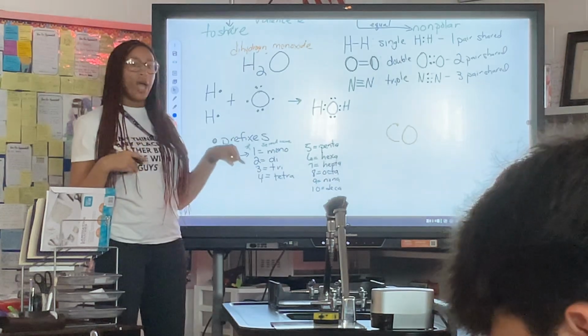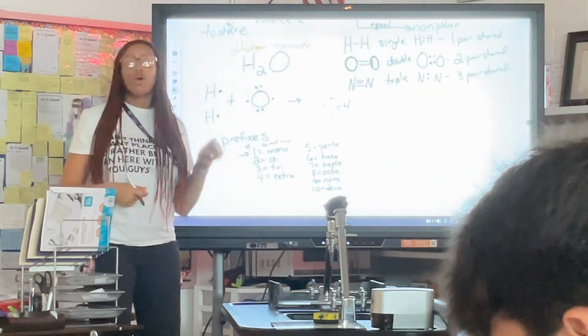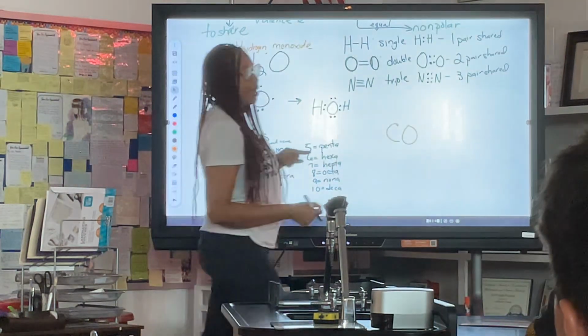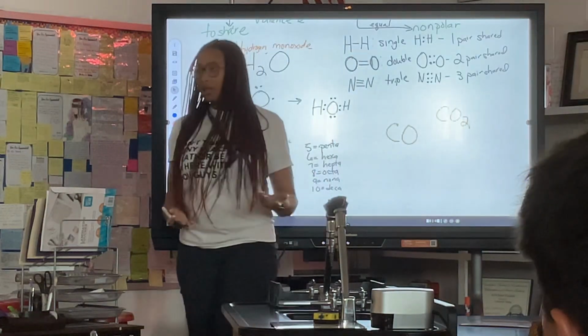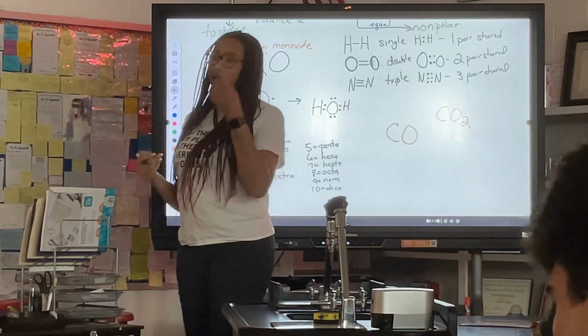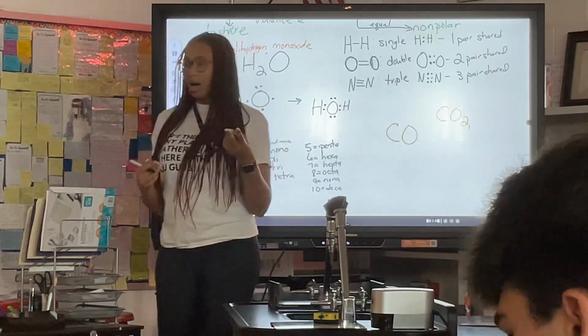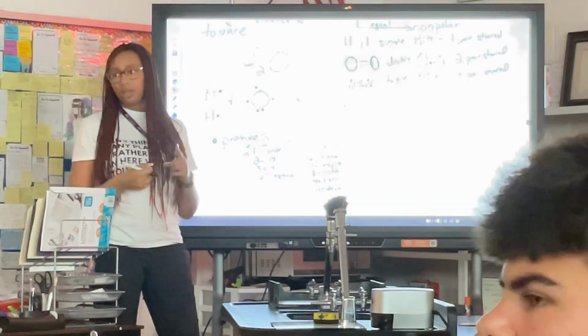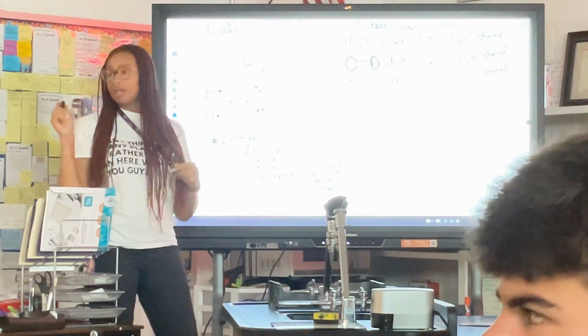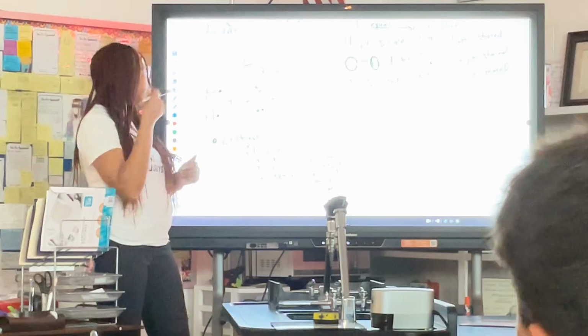If I told you you had carbon dioxide, what's the formula for carbon dioxide? CO2. That's the formula. Because carbon dioxide means 1 carbon, 2 oxygens. Okay? And you don't put mono on the first element. But mono has to go on the second element. Mono does not go on the first element.